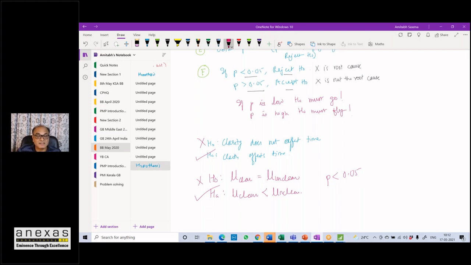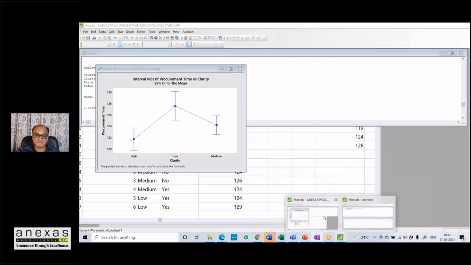When the requirements are clear, it takes less time. That means clarity impacts the time. That's the conclusion I'm going to make. Similarly, let us look at the other parts.